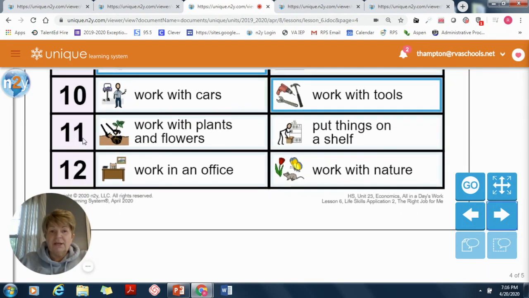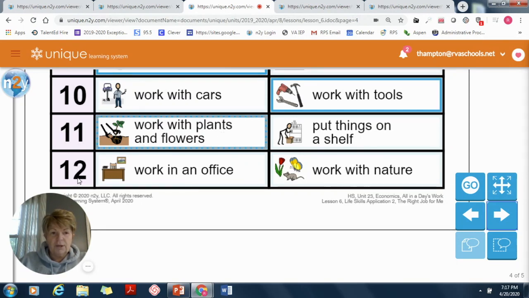I would like a job where I could work with plants and flowers or put things on shelves. Hmm. Even though I like a job where I don't get dirty, if I had to choose between these two, I would choose to work with plants and flowers because that job could be watering them or displaying them, or making flower arrangements. And those aren't really dirty. You don't get your fingers very dirty doing those things.